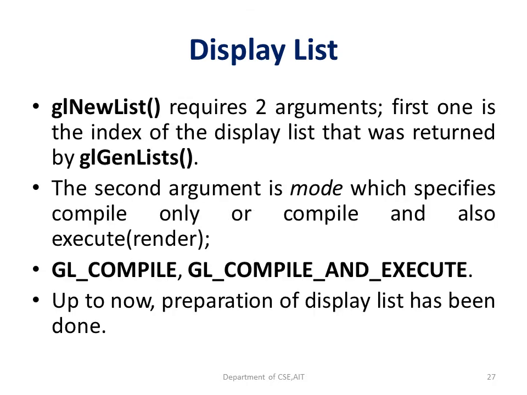glNewList consists of 2 arguments. The first one is the list number, the display list number, that means the one which has to be created. That number has to be given as the first argument. And the second argument is the mode in which we are going to run this display list. We can run the display list in 2 modes, that is GL_COMPILE_AND_EXECUTE and GL_COMPILE. That means if you want to see the output then and there, we can go for compile and execute, or else we can just go for GL_COMPILE. So there will be 2 arguments in glNewList.